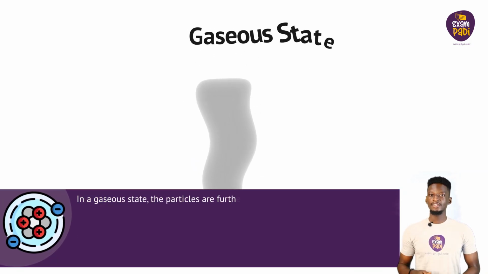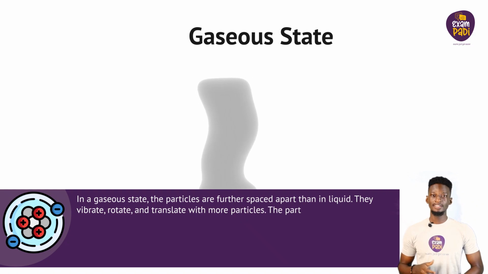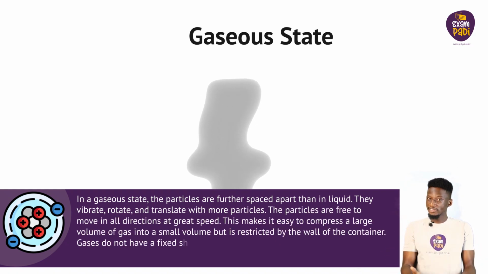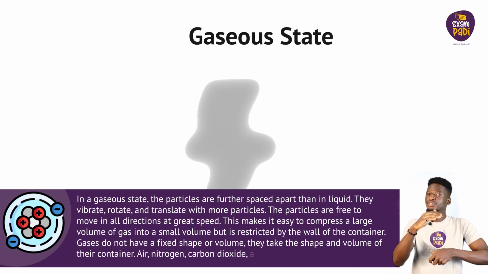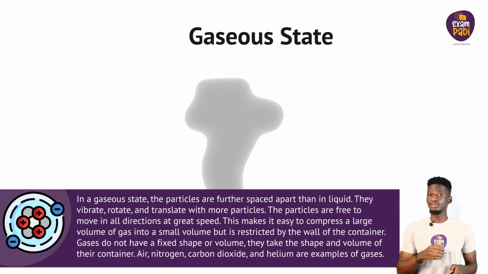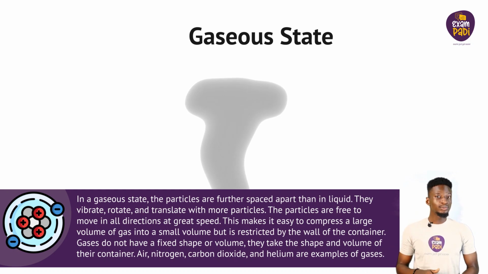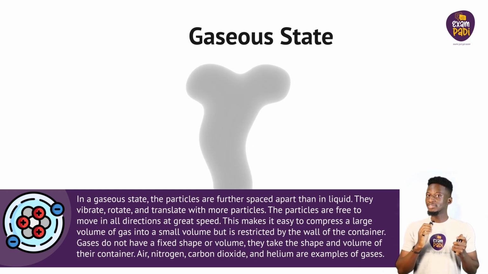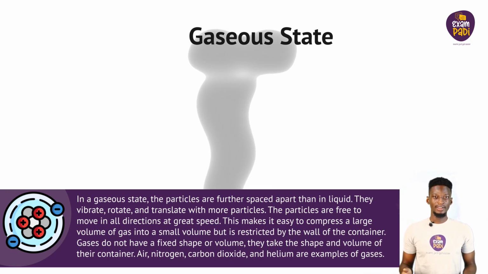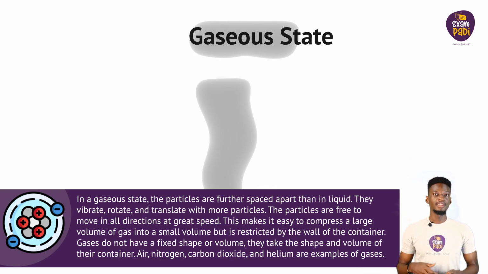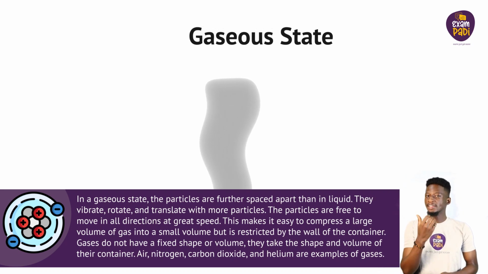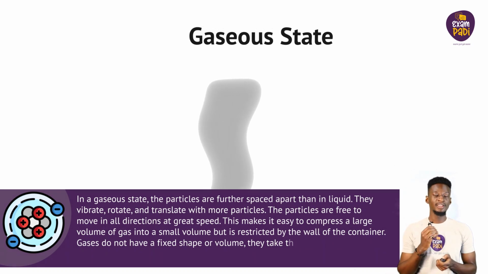In the gaseous state, the particles are further spaced apart than in liquid. They vibrate, rotate, and translate with more energy. The particles are free to move in all directions at great speed. This makes it easy to compress a large volume of gas into a small volume, but is restricted by the wall of the container. Gases do not have a fixed shape or volume. They take the shape and volume of their container. Air, nitrogen, carbon dioxide, and helium are examples of gases.